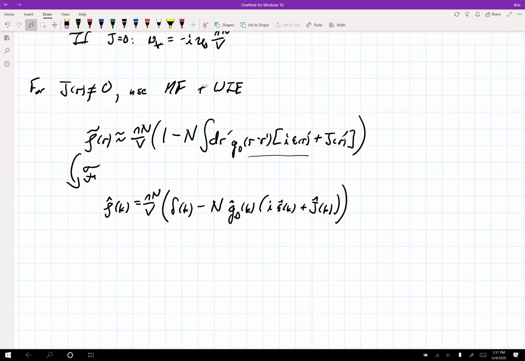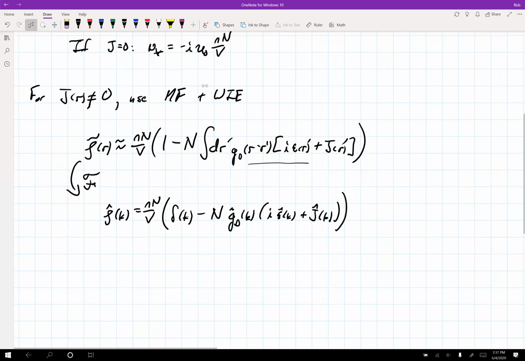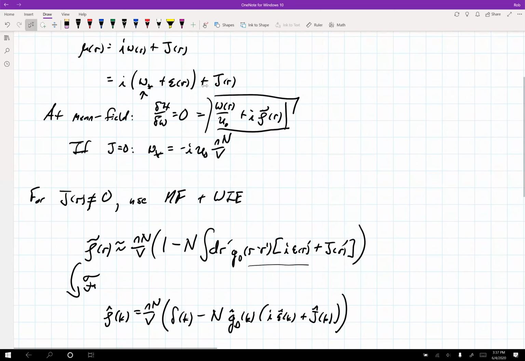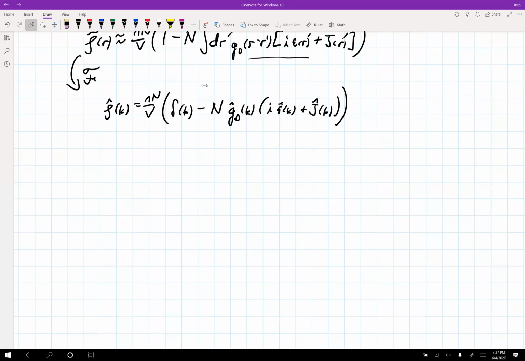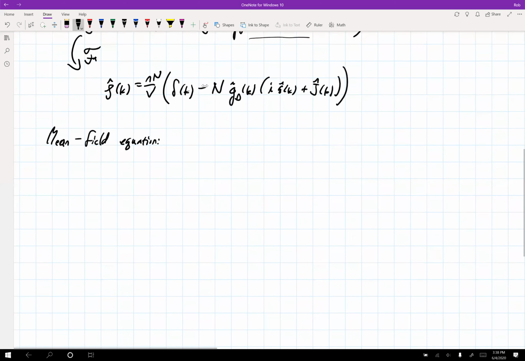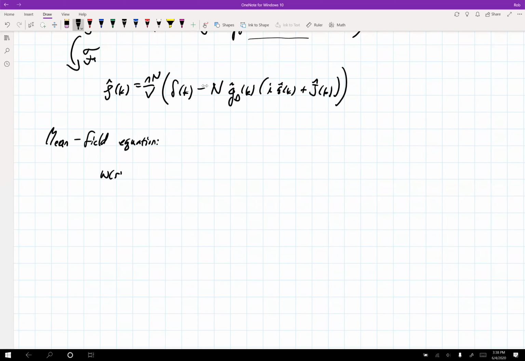All right. So now we go back to our mean field equation. So we go back up here, and now we can start plugging some things in a bit. So we have the mean field equation: W of r over u0 plus I rho tilde of r equals 0. Right, that's the equation that we wrote down above.